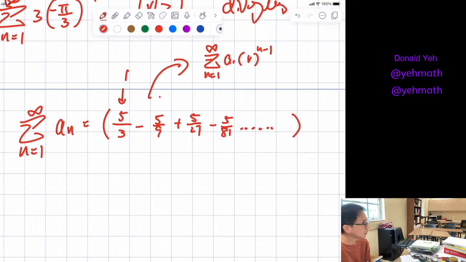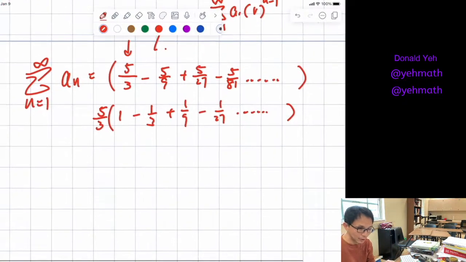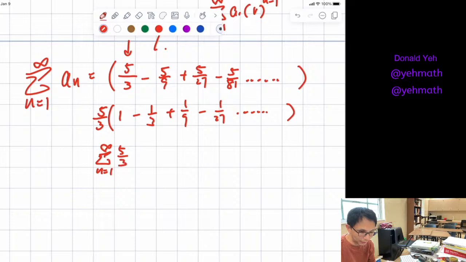Just write it down. You can factor it out, right? Does that make sense? I can factor out the first term, but you visually make sense. You understand it because you see that term afterward. Really good, right? So then I can rewrite this as the sum from n equals 1 to infinity of 5 over 3 times negative 1/3 to the n minus 1.